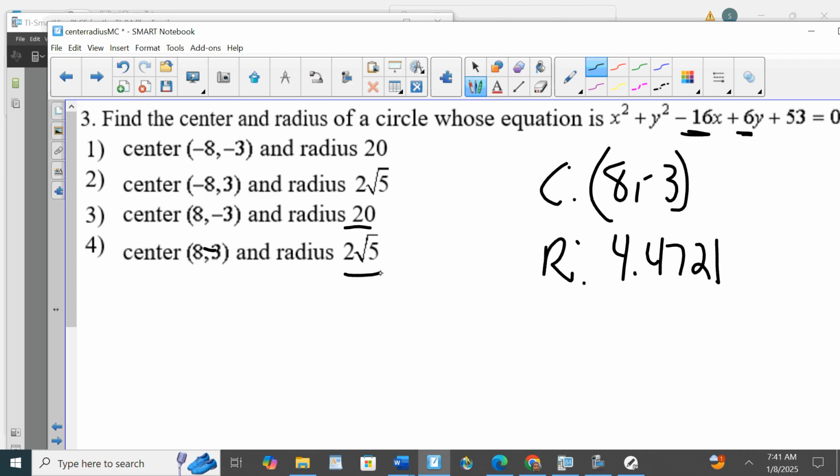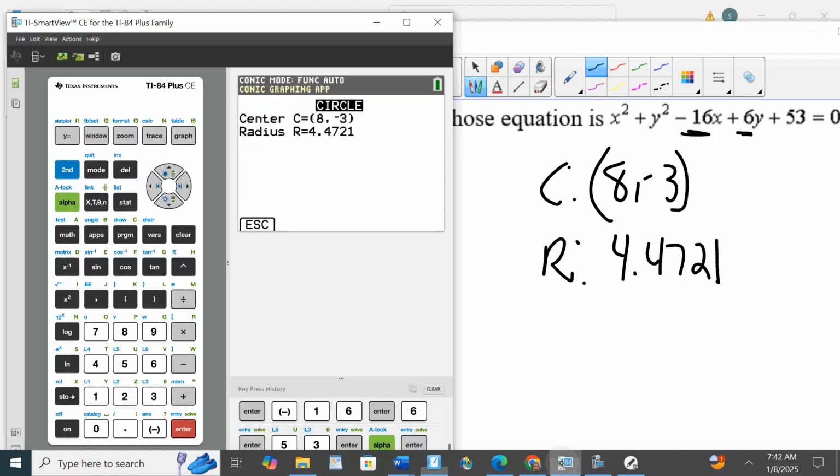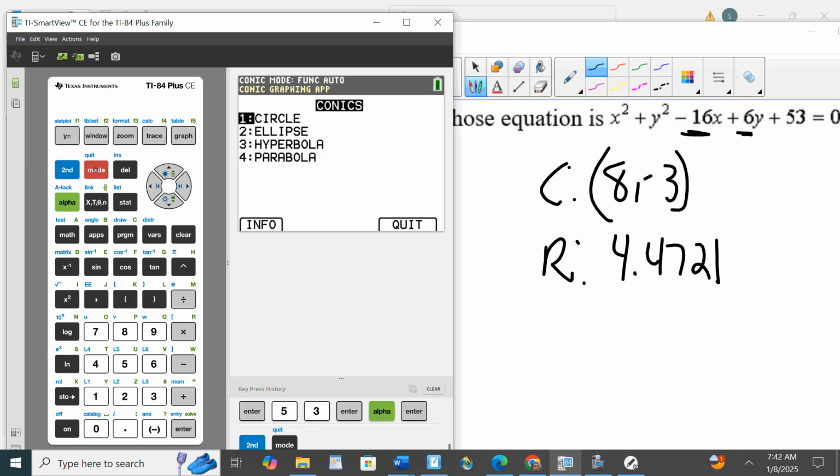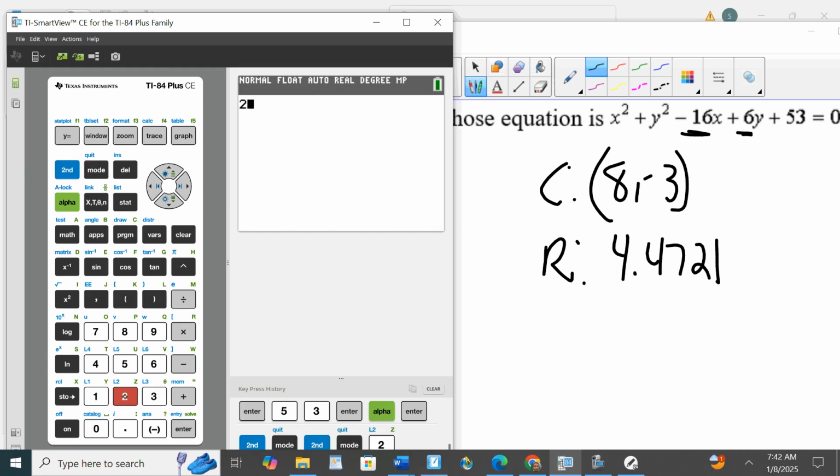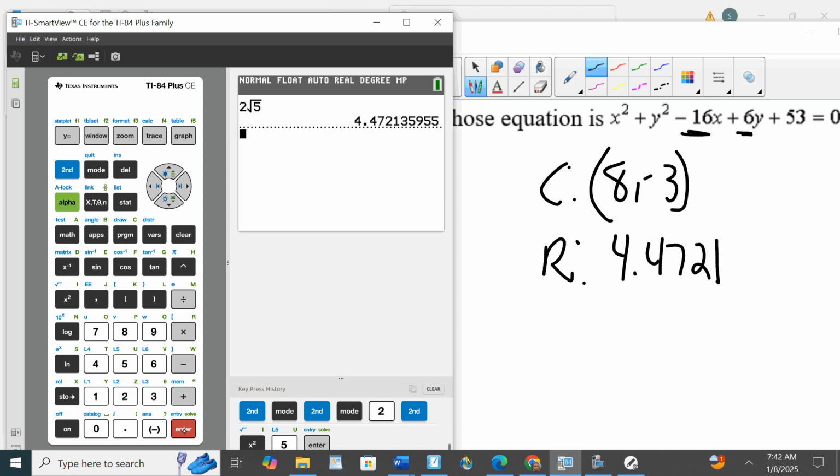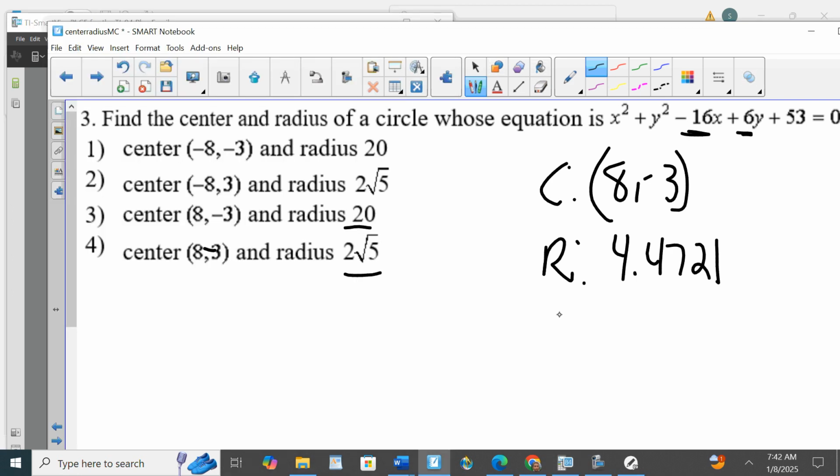So if you get a decimal there, you kind of need to match it up and see if it's equal to that radical. So is 2 radical 5 this decimal? You're going to have to type it in and see. When I type in 2 radical 5, yes, I do get that. So your answer would be choice 4.